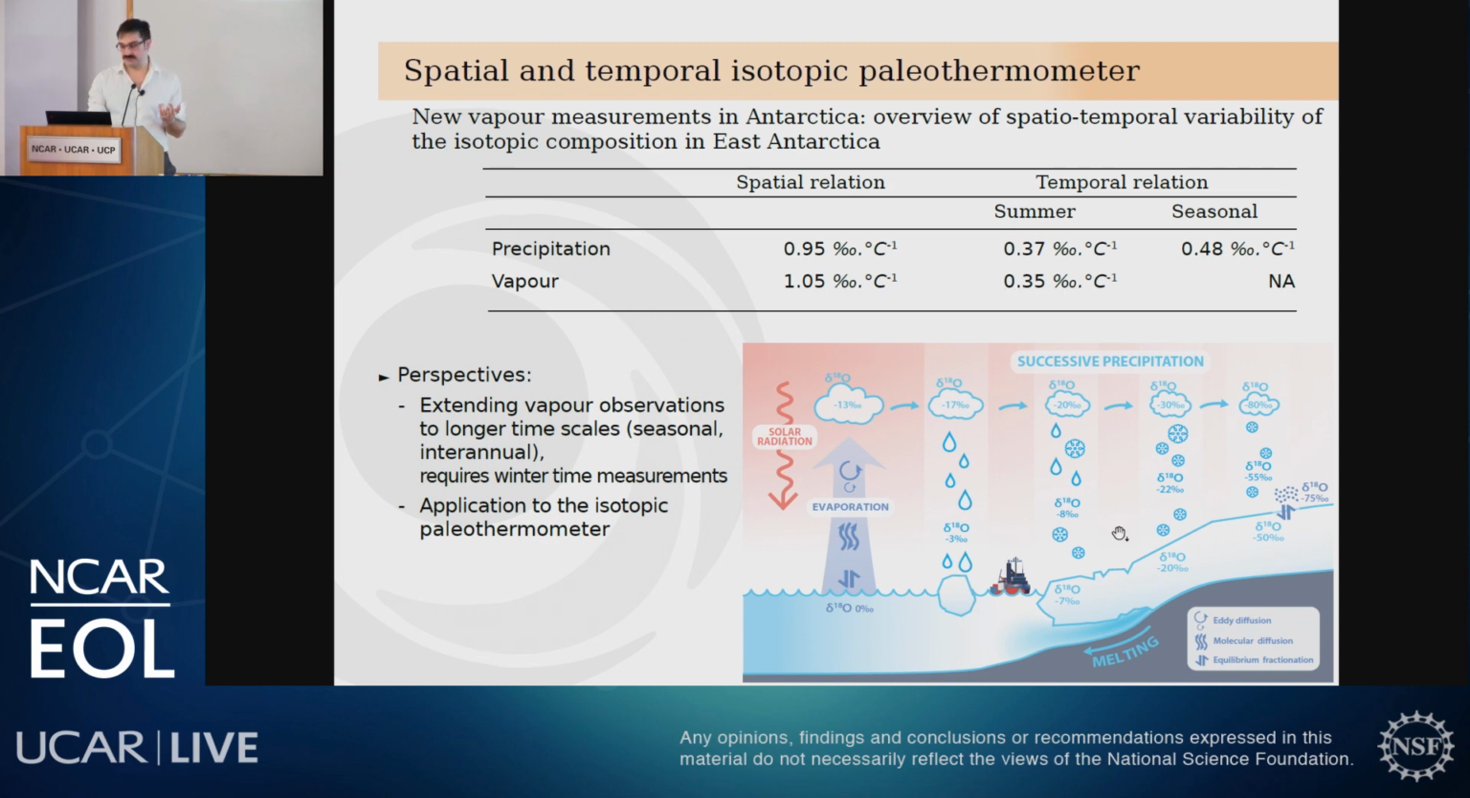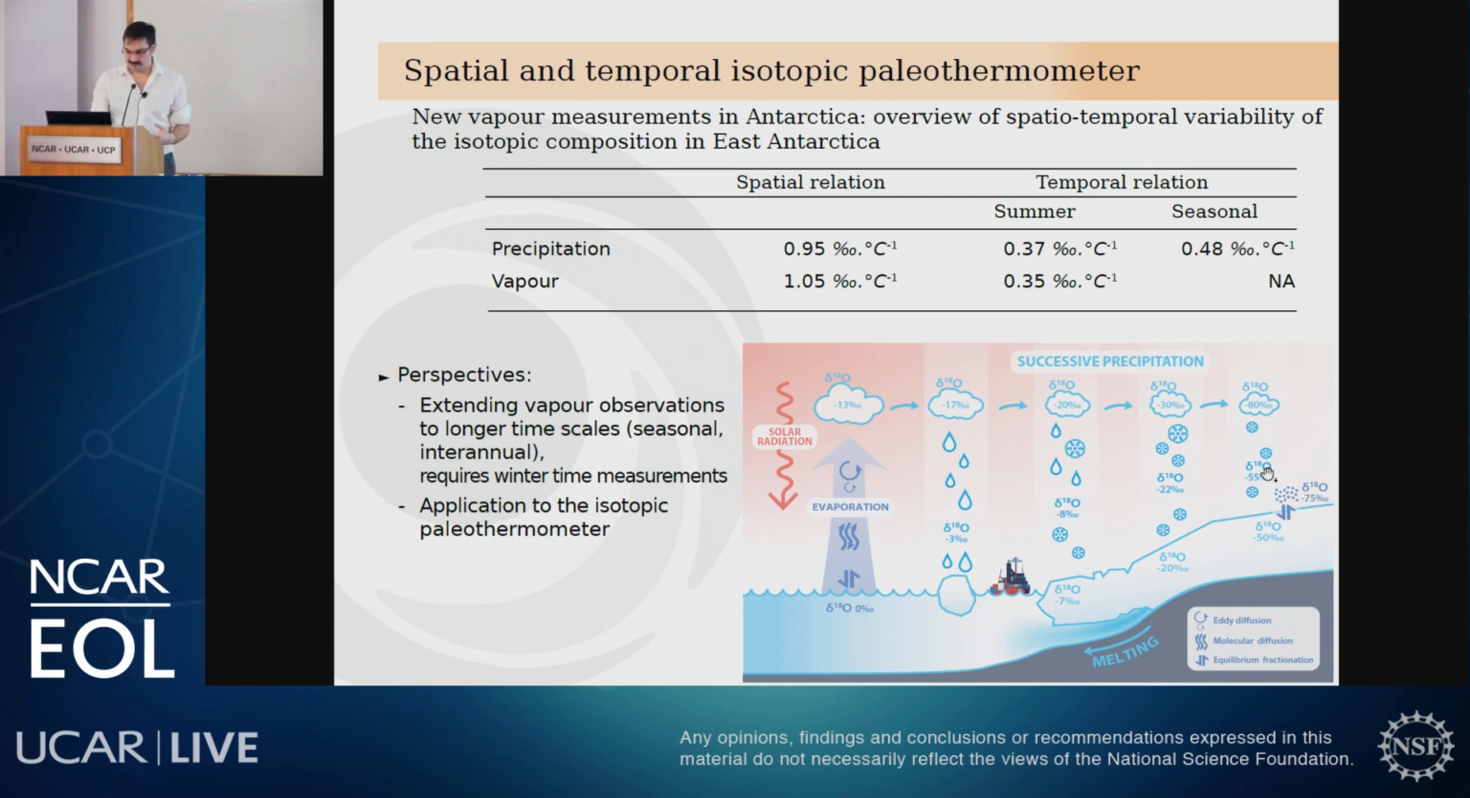Instead of having two different types of data, on the one hand precipitation, which you capture one day, put in a vial and analyze later, and on the other hand surface snow, which is integrating up to 20 years of snow isotopic composition and measuring the average temperature. So there were potential reasons that those spatial and temporal relationships would be different just because the samples were very different.